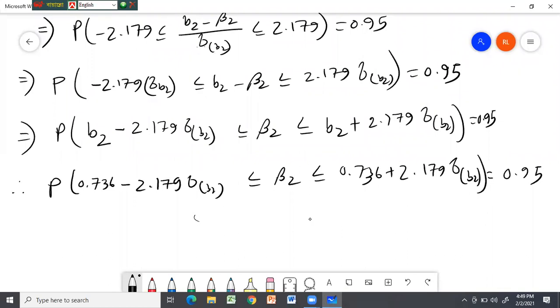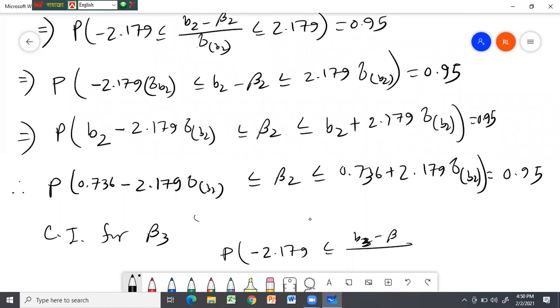In the same way, we can also construct the confidence interval for beta 3. You can do that, right? CI for beta 3, okay. For the lower limit, the same value 2.179 will be used, and you only change this part: it will be b3 minus beta 3 divided by the standard error of beta 3, and the upper limit is 2.179. The rest you will calculate as before, okay?